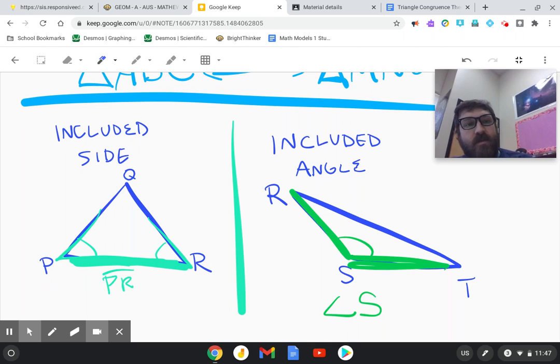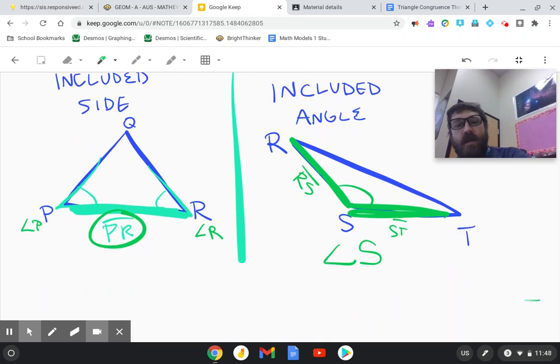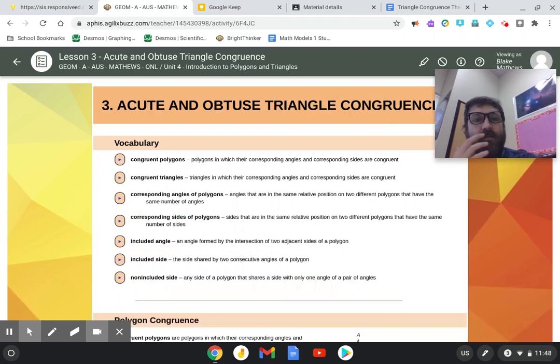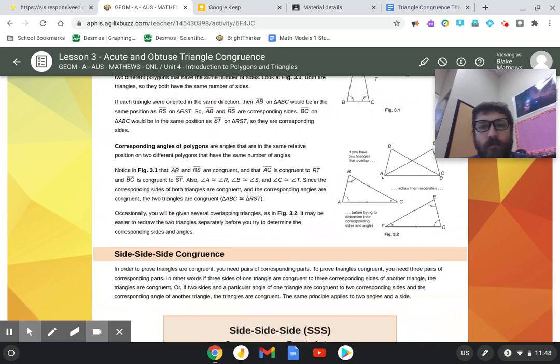So RS and ST would come together to make angle S, whereas angle P and angle R would come together to make side PR. And so you just need to keep that idea in mind. Those are some of the terminology we're going to come across. That's what we've discussed up here at the top.